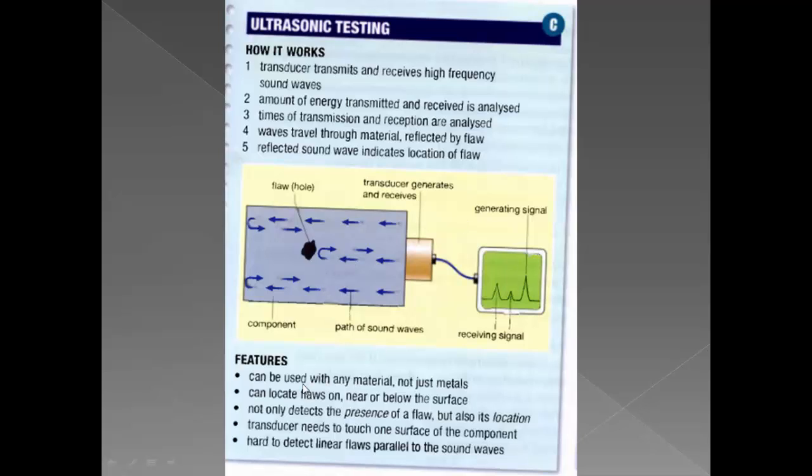Features of this testing method: it can be used with any material, not just metals. So it means not only metals are suitable here, but any kind of material could be used for testing. It can locate flaws on or below the surface. The location is not important here. From any side it can be analyzed. So it not only detects the presence of a flaw, but also its location.